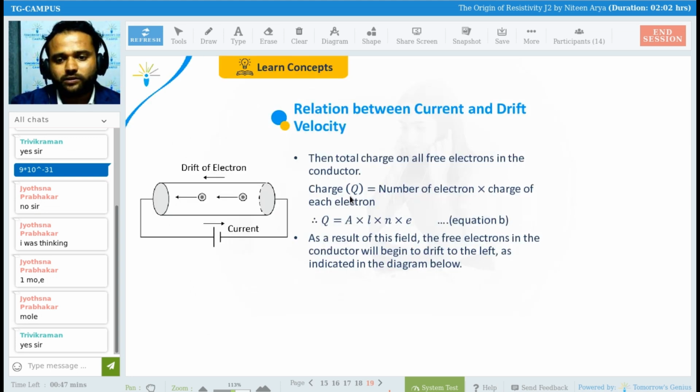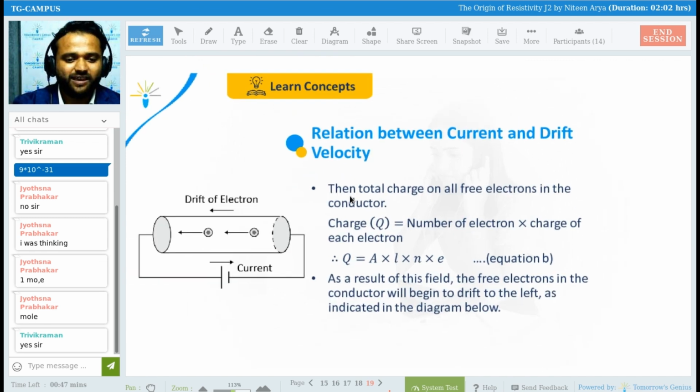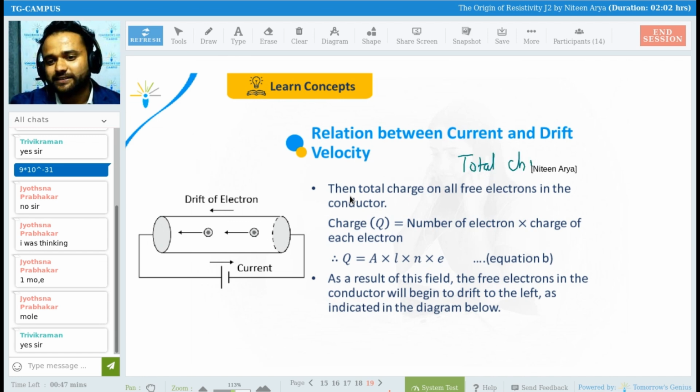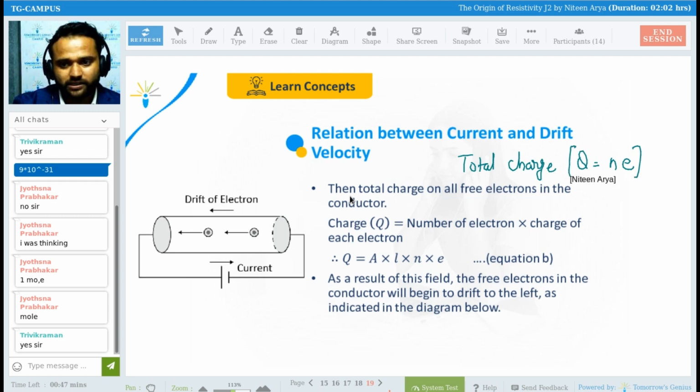So now the total charge on all free electrons in a conductor, Q, is the number of electrons into the charge of an electron. Simply this. Sometimes I'm doing silly things. Total charge Q is Ne, where e is the electronic charge. This is from the quantization of charge from the first class. n is the number of charge per unit volume.